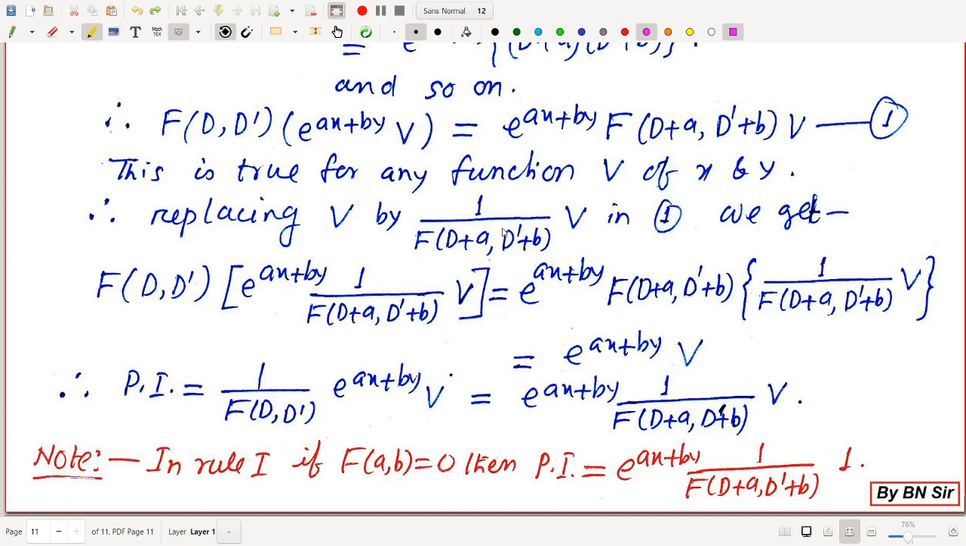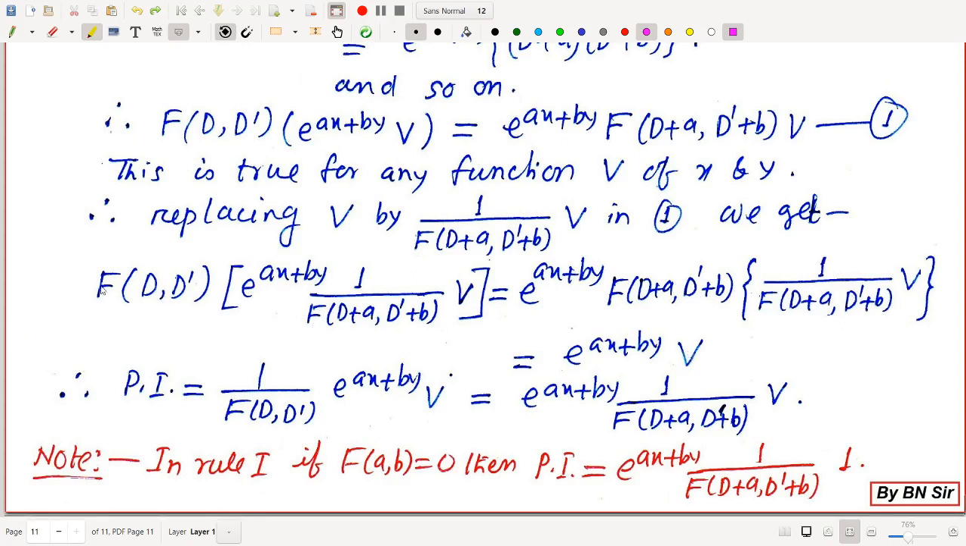So we can replace b here by 1 by capital F of D plus a comma D dash plus b operating on b. This b replaced by this, in 1 we get what? See, b replaced by 1 by F of D plus a comma D dash plus b operating on b in the left side of number 1. Right side is F of D plus a comma D dash plus b, and b is 1 by F of D plus a comma D dash plus b operating on b. Now this F of D plus a comma D dash plus b, when operating on this, neutralizes the effect. This 1 by F action is neutralized by this F, so it will become only b. So it is e to the power ax plus by into b, and left side as it is.